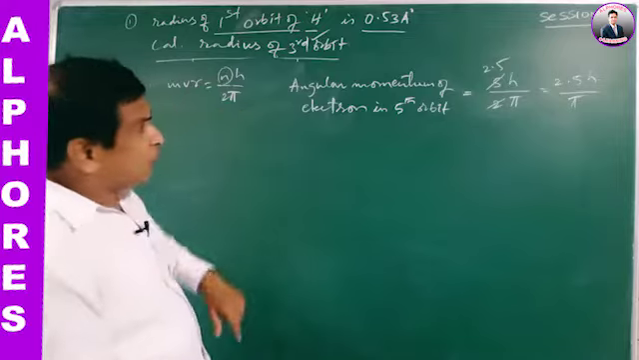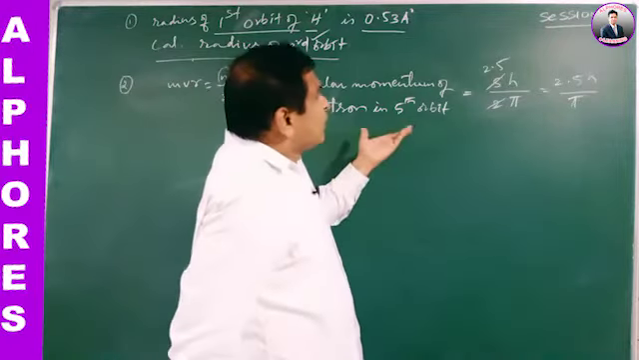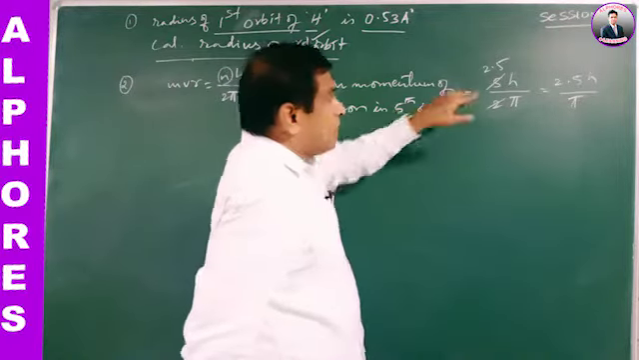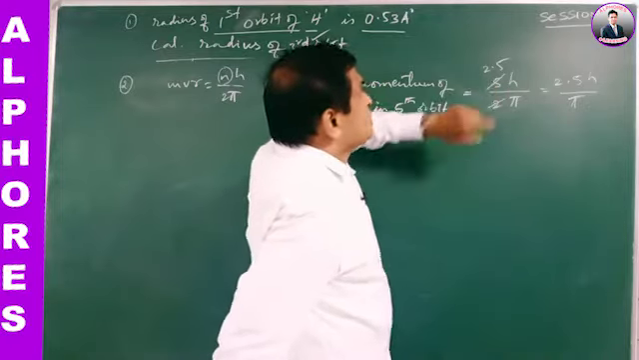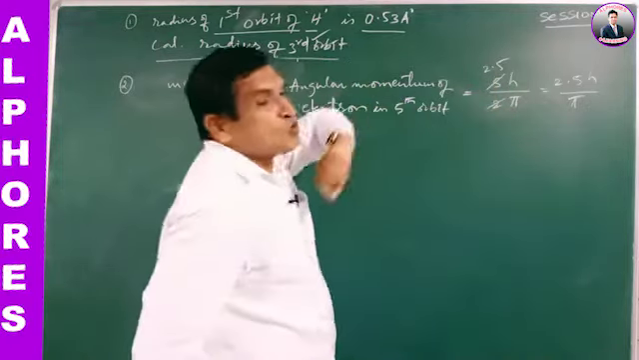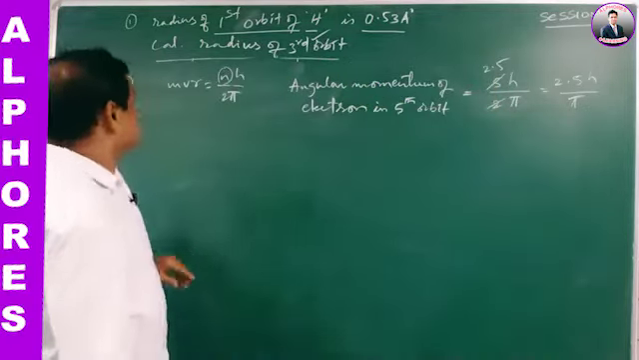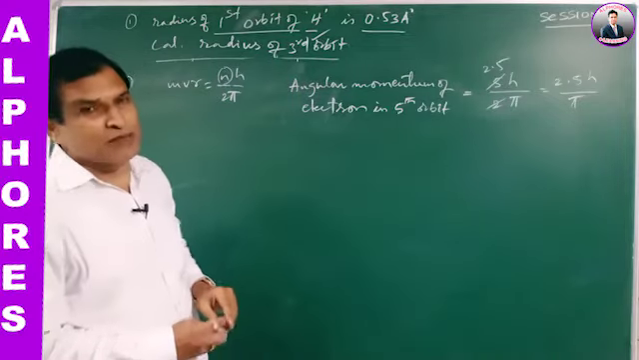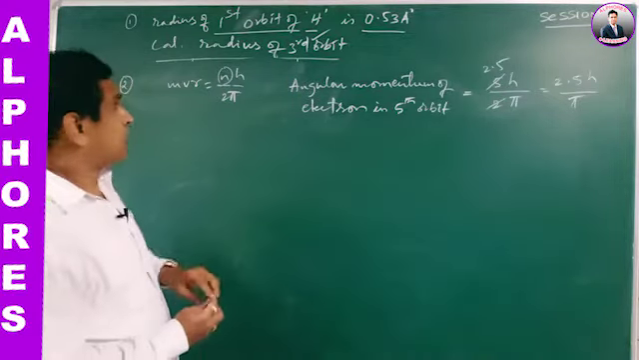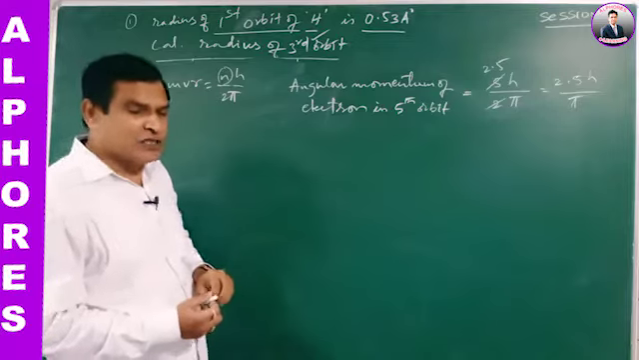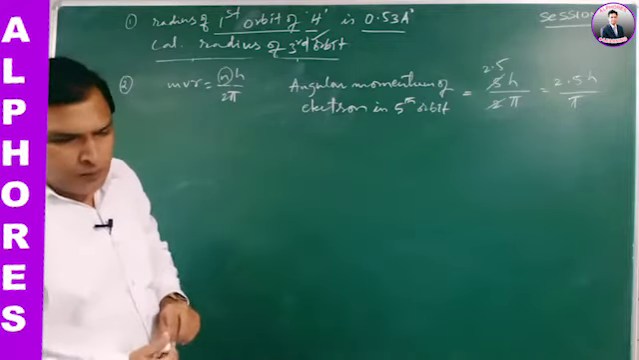Now, what he is asking: what is the angular momentum of the electron in the fifth orbit? That means n is equal to 5. So 5h by 2 pi, that is 2.5h by pi. So that is the concept of the second problem. Okay, next, let us see another concept.